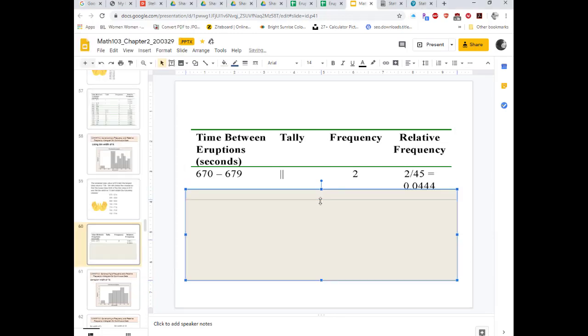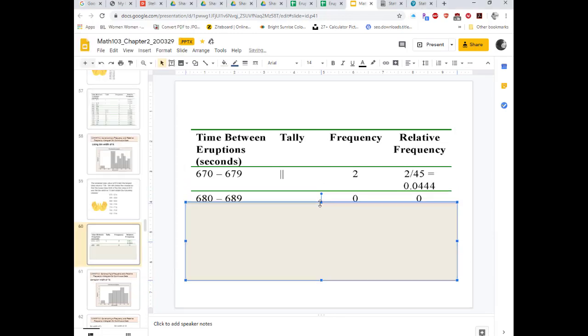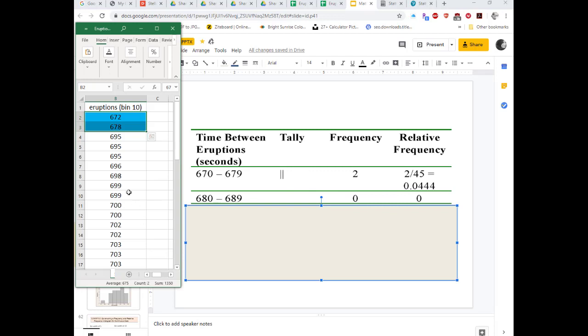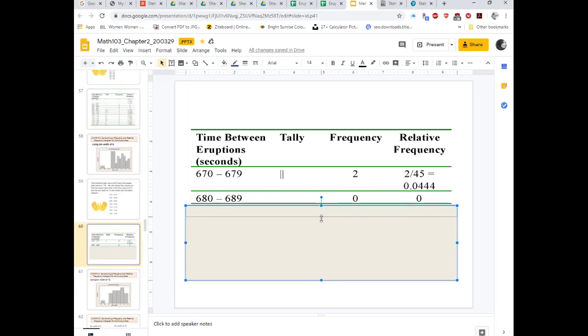There it is. My next bin, bring that down, is 680 to 689. So if I pop up here, 680 to 689, I don't see anything. The next number that I have that I could possibly use is 695. So again here I have a frequency of 0 and a relative frequency of 0. I'm going to go ahead and drag this down one more time.